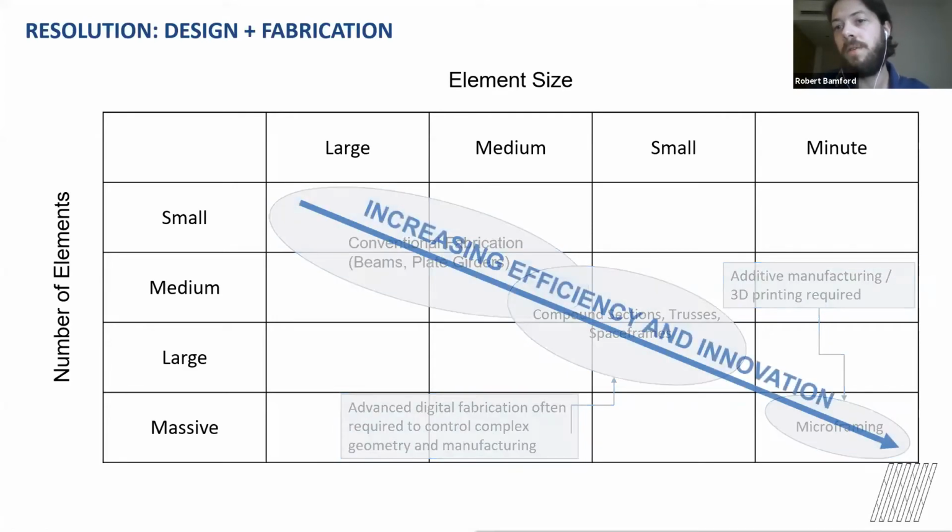So along this arrow, we find that there's increasing efficiency and innovation, and with investment and further research, hopefully the digital fabrication world will be able to help realize some of the capabilities that are already possible. In terms of a design perspective, we are able to realize these designs. It's a question of whether they can be fabricated.